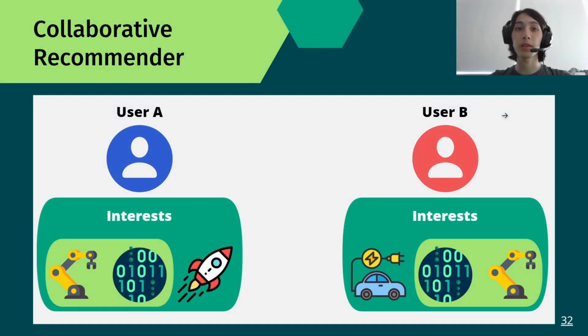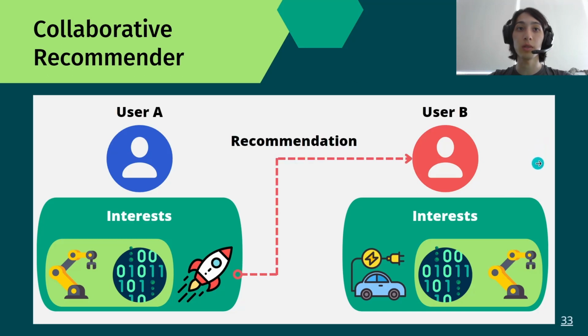Let's say, for example, that user A is interested in robotics, programming, and rockets, and user B is interested in robotics, programming, and electric vehicles. It can be observed that the users share two of the same interests, therefore they are quite similar, which leads the algorithm to believe that it is possible to recommend items about rockets to user B and items about electrical vehicles to user A, because most likely they will be interested.